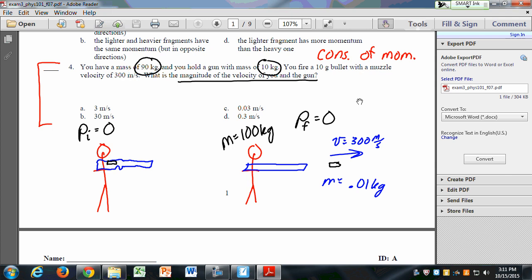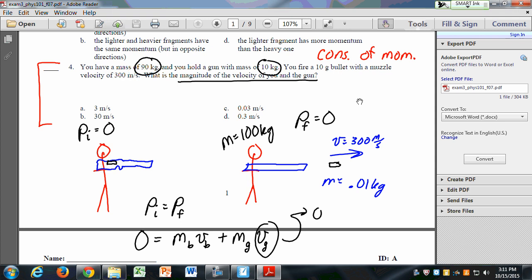So what I do is I say that my initial momentum equals my final momentum. 0 is my initial momentum. My final momentum now is going to be the mass of the bullet times the velocity of the bullet plus the mass of the guy times the velocity of the guy. And I'm looking for the guy plus the gun, actually. So I say 0 equals 0.01 times 300 plus 100 times v of the guy plus the gun.